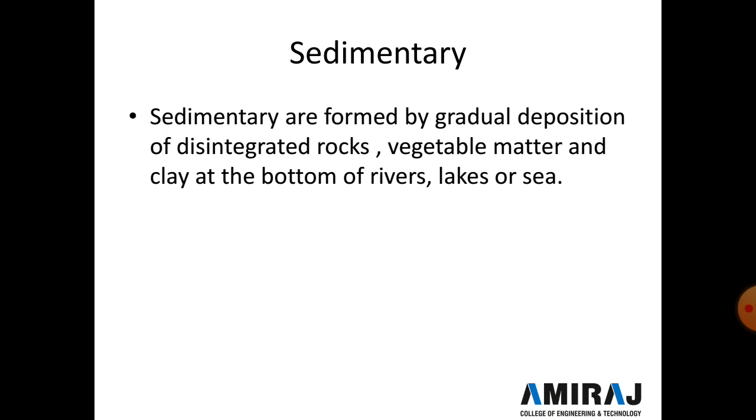Next type of stone is sedimentary stone. Sedimentary stones are formed by gradual deposition of disintegrated rock, vegetable matter and clay at the bottom of a river, lake or sea. These are also called stratified because these rocks are formed in layers. So limestone and sandstone are of this category of stone.